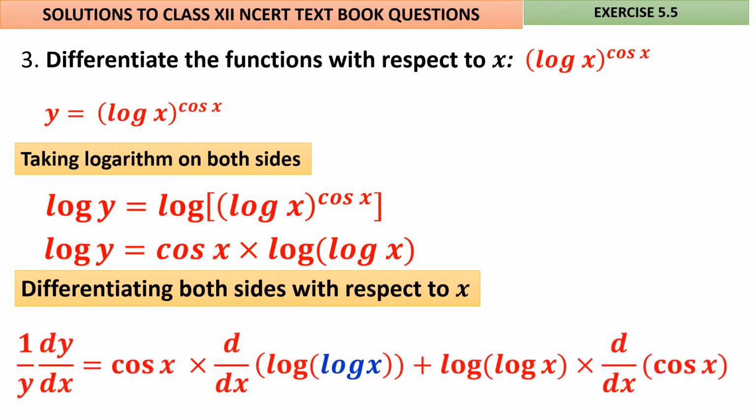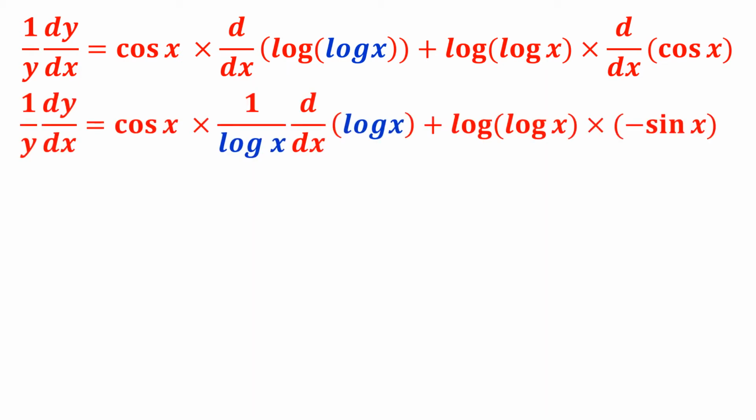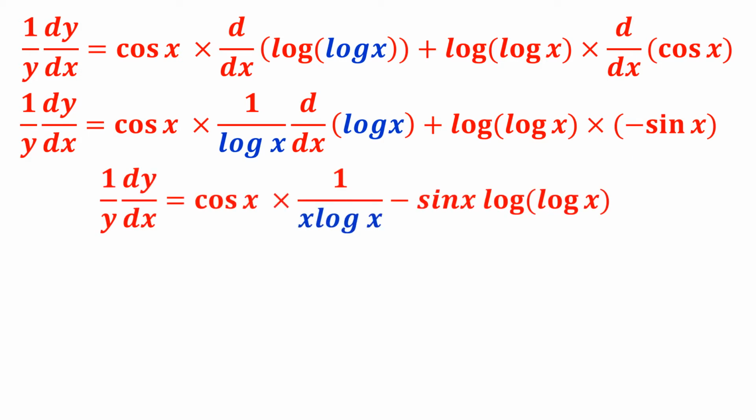Differentiating both sides, 1 by y into dy by dx is cos x into differentiation of the second term, that is log of log x, plus the second term, that is log of log x, into differentiation of the first term, that is cos x. We are using the product rule. The previous step is shown here. What is differentiation of log of log x? It is 1 by log x into differentiation of log x, making use of the chain rule. Then d by dx of cos x is minus sin x. Once again, differentiation of log x is 1 by x, so it will become cos x into 1 by (x log x), minus sin x into log of log x.